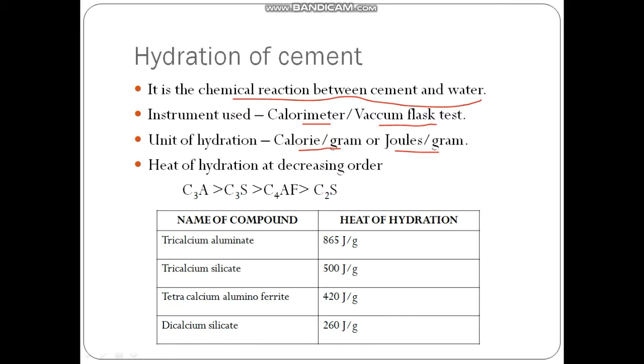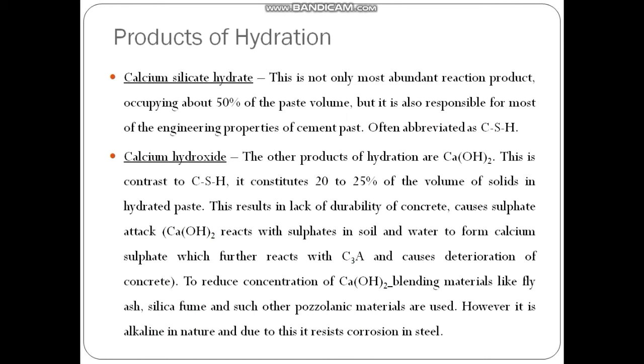So the heat of hydration of the Bogue compounds in decreasing order are: first C3A, which has a high rate of hydration, then C3S, C4AF, C2S. Tricalcium aluminate has a heat of hydration of 865, tricalcium silicate has 500, tetracalcium aluminoferrite has 420, and dicalcium silicate has 260, and because of this reason it is having less resistance to sulfate attack.